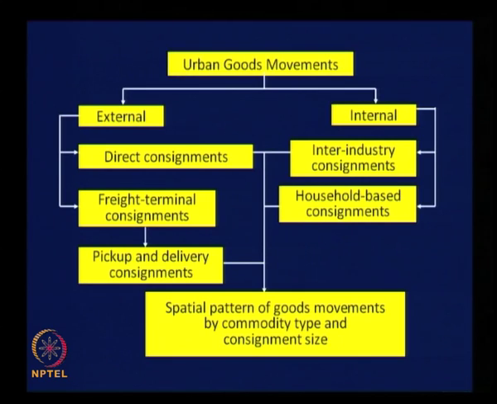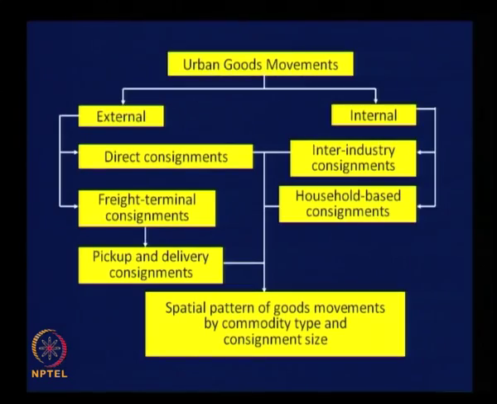In the case of internal movement, there could be 2 categories. One is between industrial units or manufacturing plants, inter-industry consignments. The other, household based consignments, right. All these movements together provide us finally spatial pattern of goods movements by commodity type and consignment size.